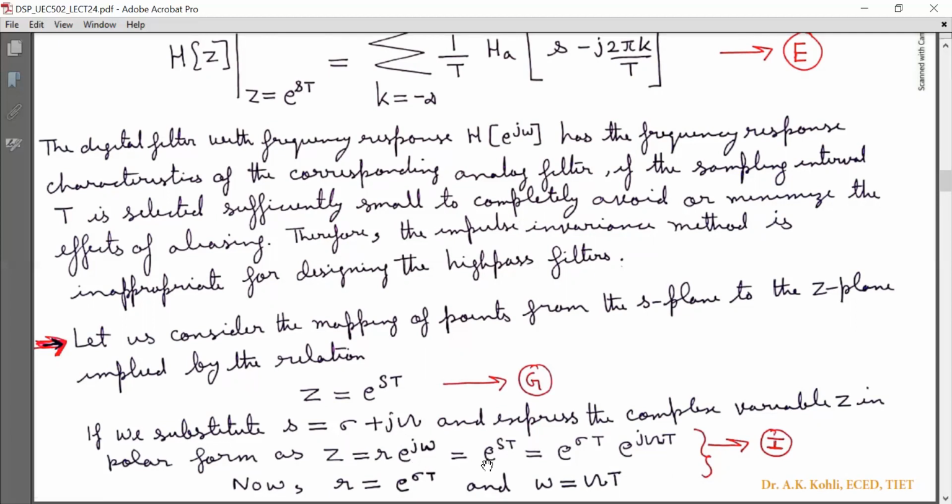Now by comparing these two terms, I can show you that r is equal to e raised to power sigma T and small omega is equal to capital omega into sampling interval capital T. So r is equal to e raised to power sigma T, and small omega, that is angular frequency in discrete domain, is equal to angular frequency in continuous domain into sampling interval. Mark it as equation I.